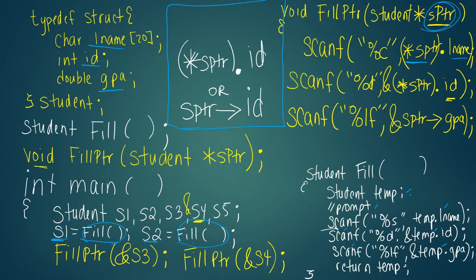There's an example on Canvas that has all of these. It has an array of structs, a pointer to structs, and all of this information, and you have an assignment where you need to go through and change everything, which will hopefully force you to read the code.